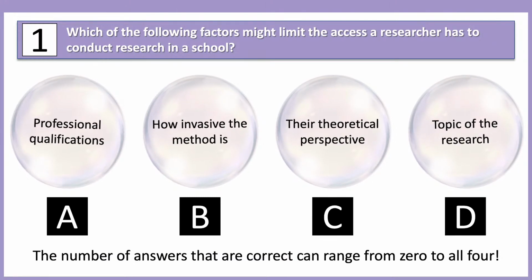So there are 0 to 4 correct answers. And the question is, which of the following factors might limit the access a researcher has to conduct research in a school? So how well the researcher can access the school. Is it A, their professional qualifications, B, how invasive the method is, C, their theoretical perspective, and D, the topic of the research. So if you think A, B, and C are correct, you would put A, B, and C into the chat window.